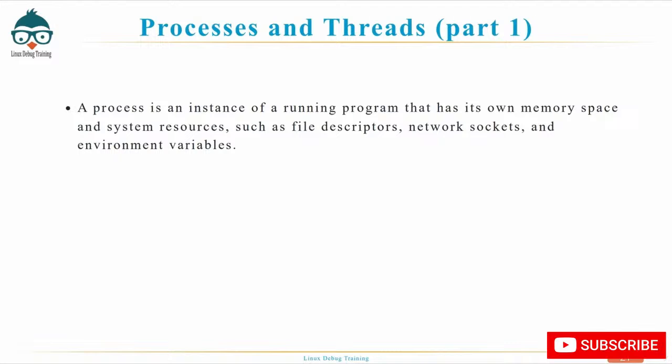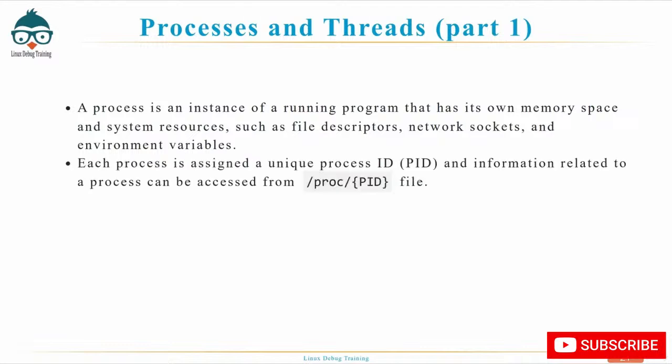A process is an instance of a running program that has its own memory space, system resources, file descriptors, network sockets, and environment variables. Each process is assigned a unique process ID, which we often refer to as a PID, and information related to a process can be accessed from the proc file system using this PID as a reference. We will use this facility in some of our later examples.